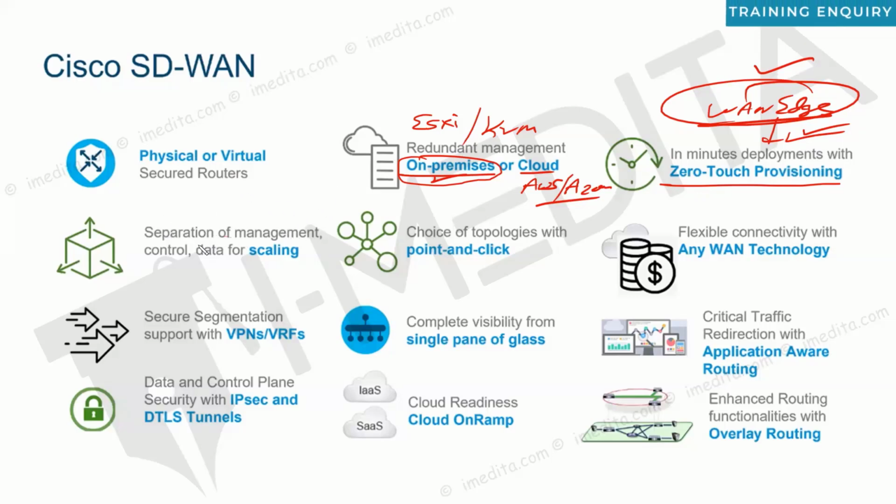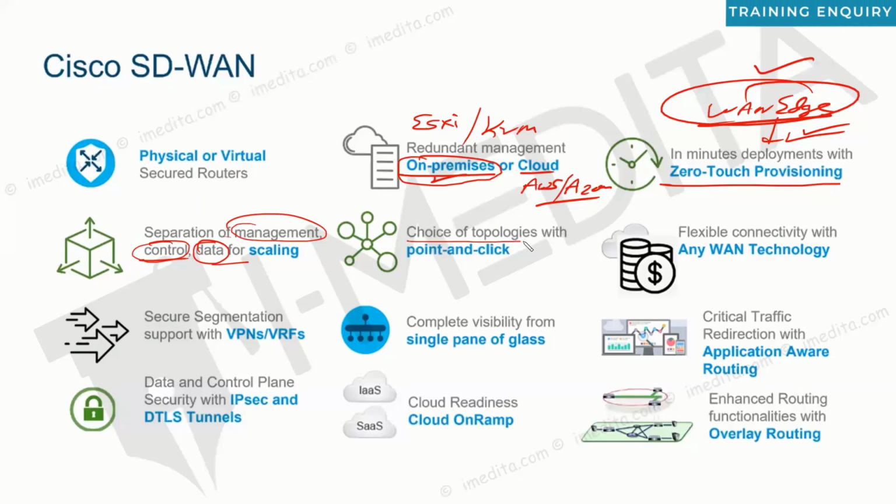Also, there is a separation of management, control, and data for scaling. Cisco is using a distributed architecture for the data plane. You have data plane devices, and I have control components for the control plane. For the management plane, you have a different component, and that I will discuss later, in the next couple of minutes.